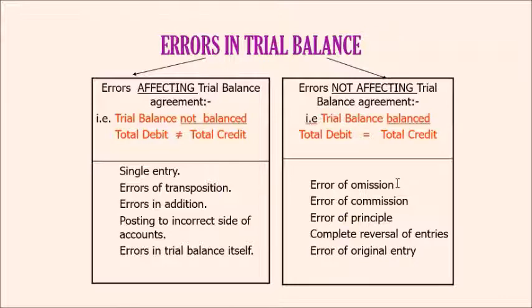Lastly is the error of original entry, which is where errors are made in the book originally, which means in the journal entry. There's also another one in your book, compensating error. So it is when an error on the debit side is compensated by an error of an equal amount on the credit side. So both sides have error, but the error is made with the same amount.